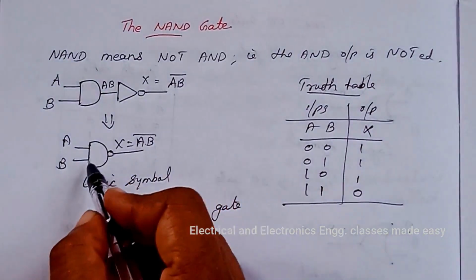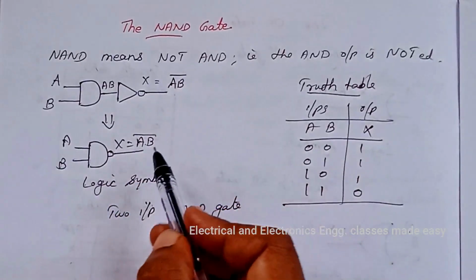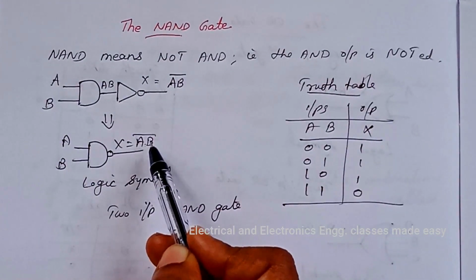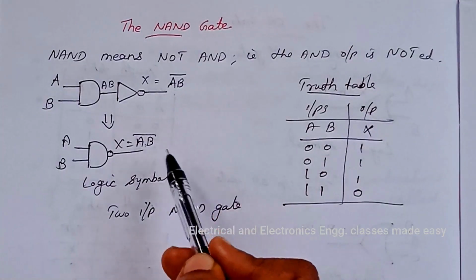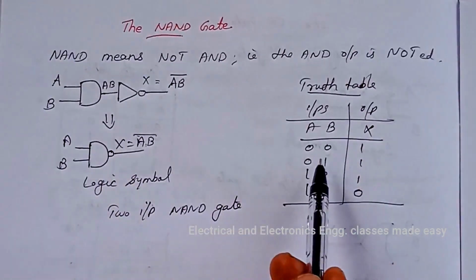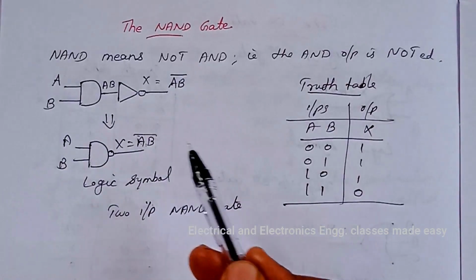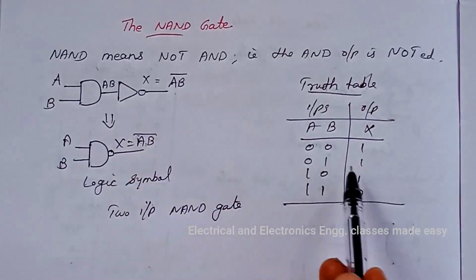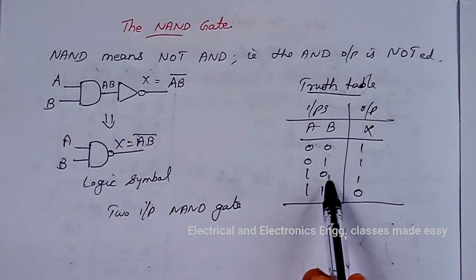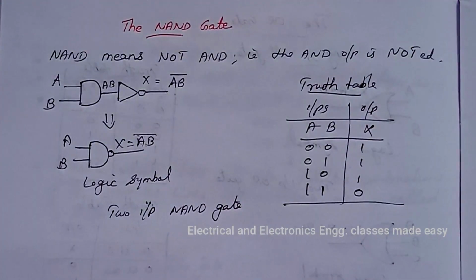Here the output is X is equal to A dot B whole bar. So when both the inputs are 0, we get 0 dot 0. 0 dot 0 is 0 and the complement of that is 1. Next input is 0 and 1, that is 0 dot 1. 0 dot 1 is 0 and the complement of that is again 1. Then 1 dot 0 is also 0, and the complement of that 0 is 1. So this is the case of the 2 input NAND gate.